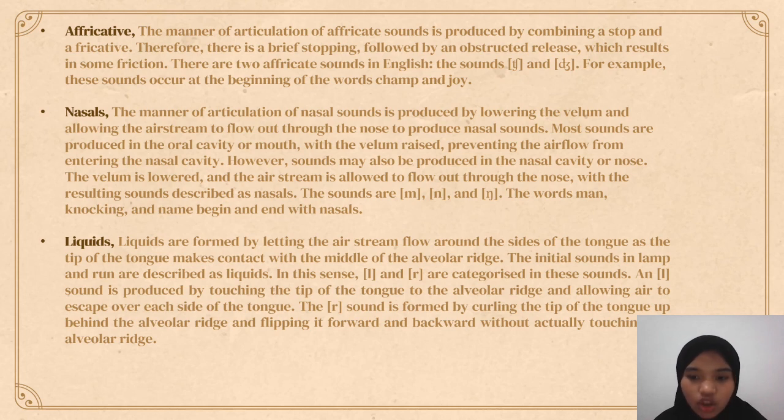The initial sounds L and R are described as liquids. In this sense, L and R are categories in their sound. The L sound is produced by touching the tip of the tongue to the alveolar ridge and allowing air to escape over each side of the tongue. The R sound is formed by curling the tip of the tongue up behind the alveolar ridge and flipping forward and backward without actually touching the alveolar ridge.